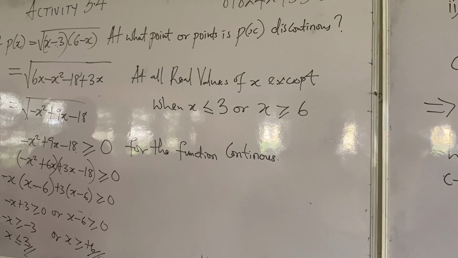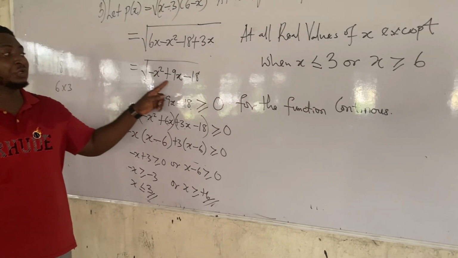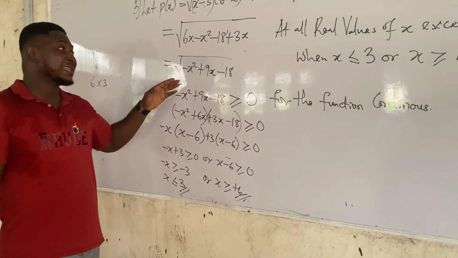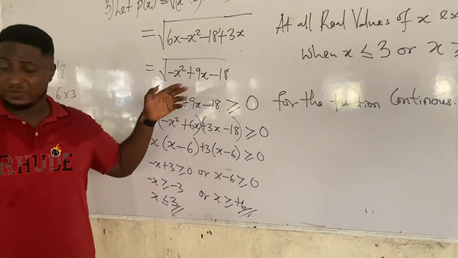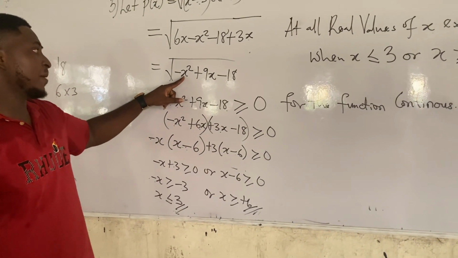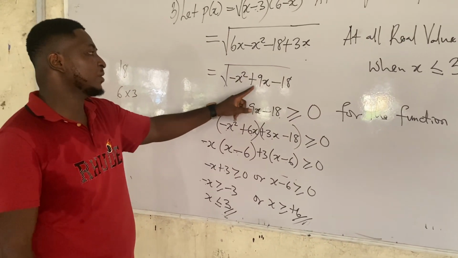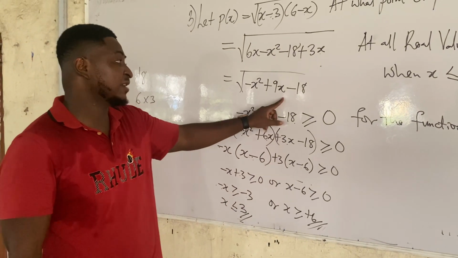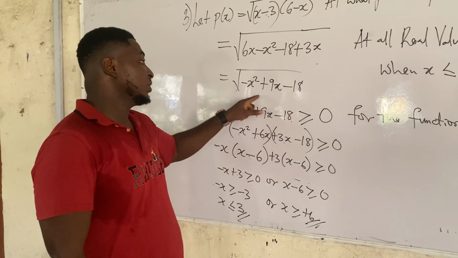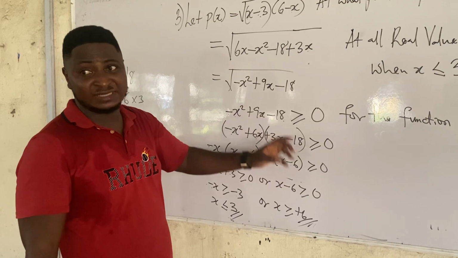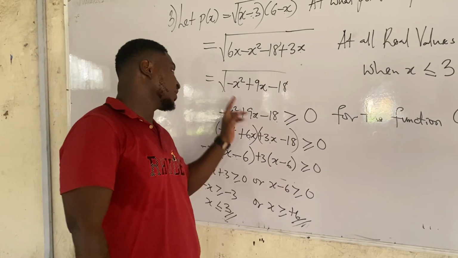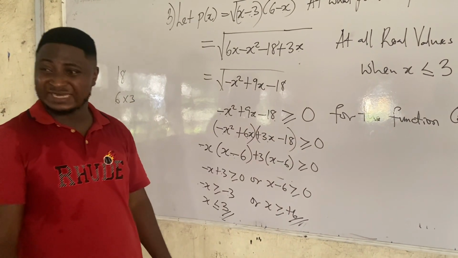Because class, if you put 3 into this function, I bet you're going to have a number that is greater than or equal to 0. If you put 3 here, you have 3 squared is 9, minus 9, plus 9 times 3 is 27, plus 27, minus 18. You're going to have 0. Square root of 0 exists, it is 0. If you put 6 inside here as well, you have a number that is not a negative value.